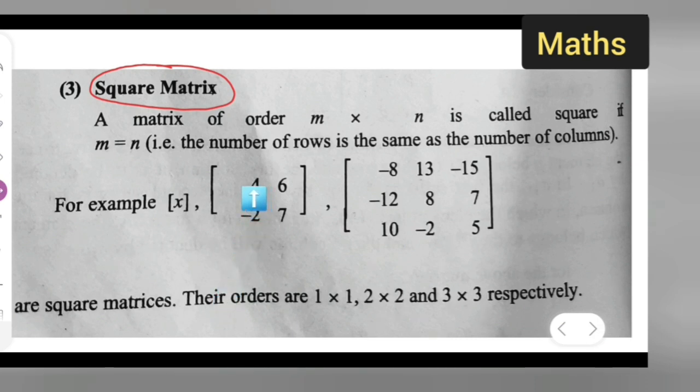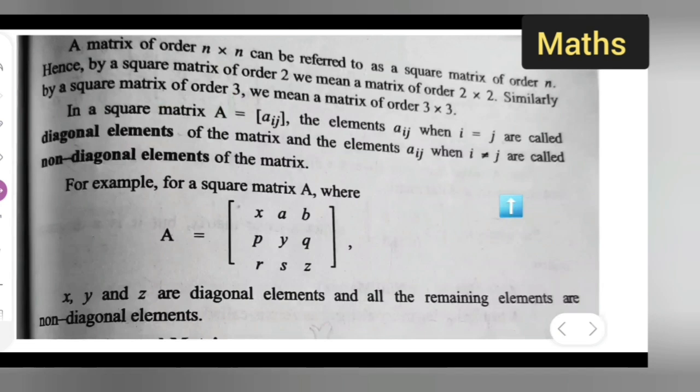Here also there is an equal number of rows and columns. The orders are 1 into 1, 2 into 2, and 3 into 3 respectively. I can take down this, and also the continuation of that.